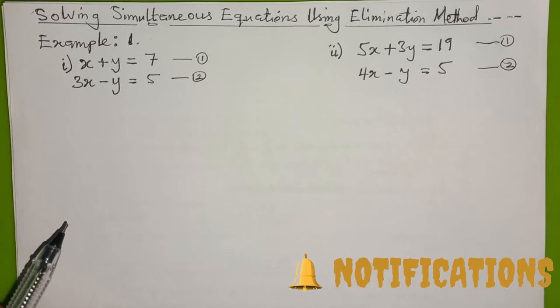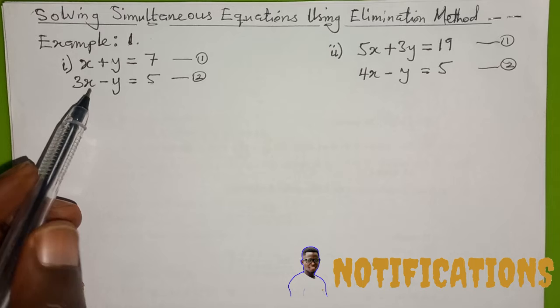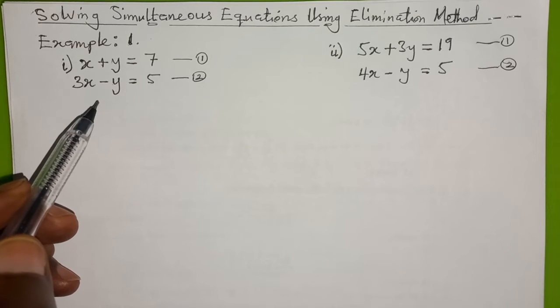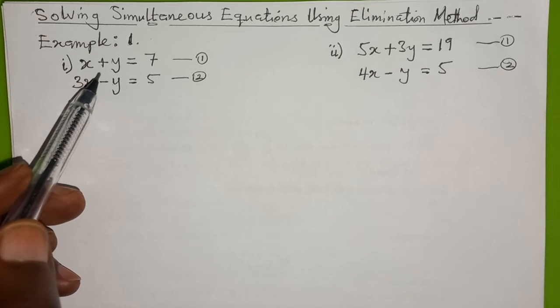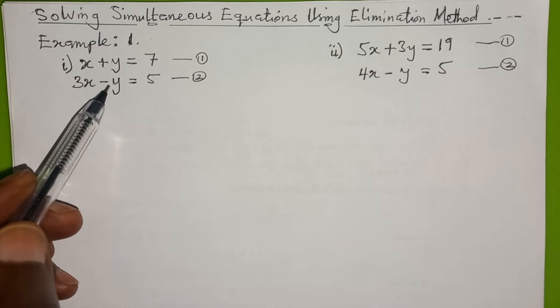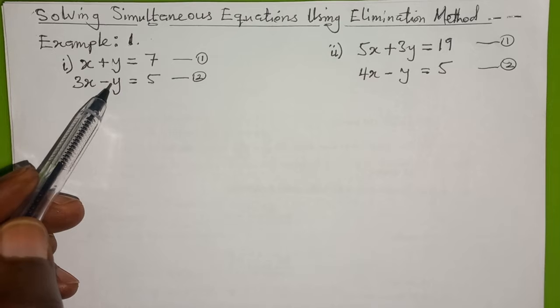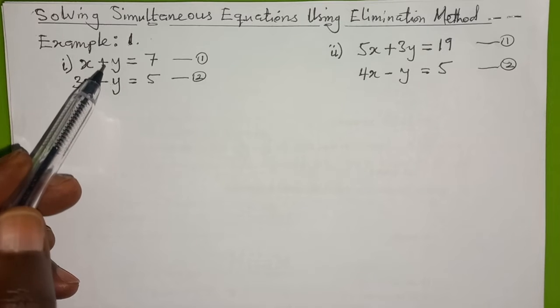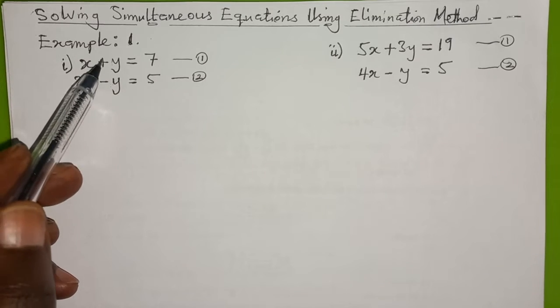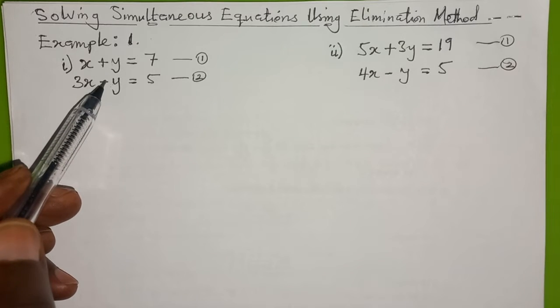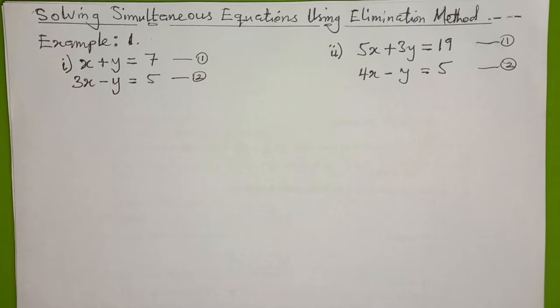All right. So in our first example, we want to eliminate y. The reason why we want to eliminate y is that the coefficients of y in equation 1 and equation 2 are the same. This is 1, this is also 1. We don't want to consider the signs that are there. All that we want to know is that the coefficients are 1, 1. Because of that, it will be easier to eliminate the y.